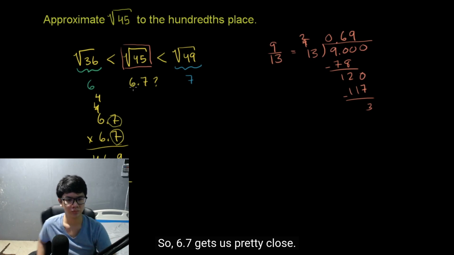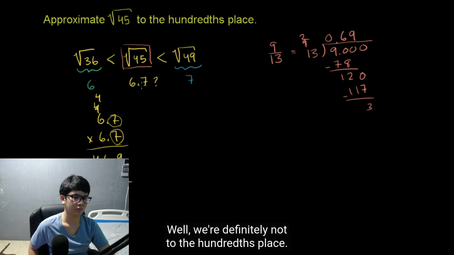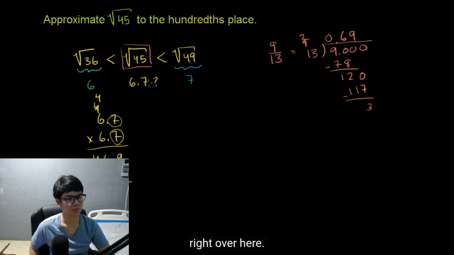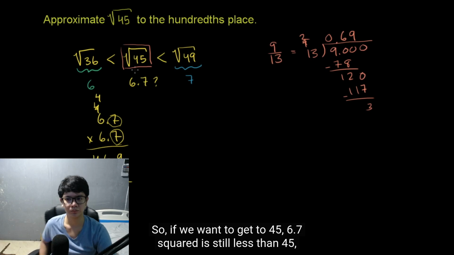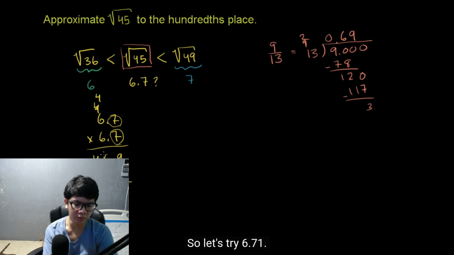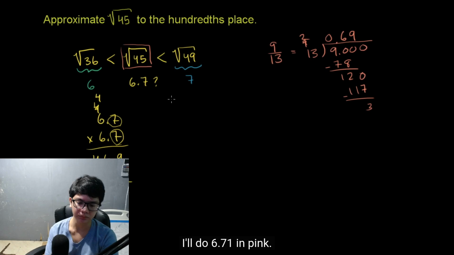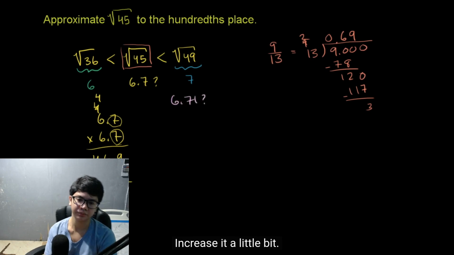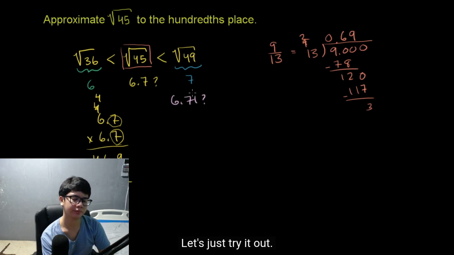So 6.7 gets us pretty close, but it's definitely not right to the hundredths place. We've only gone to the tenths place right over here. So if we want to get to 45, 6.7 squared is still less than 45, or 6.7 is still less than the square root of 45. So let's try 6.71. I'll do 6.71 in pink. Let's increase it a little bit and see if we can go from 44.89 to 45, because this is really close already.